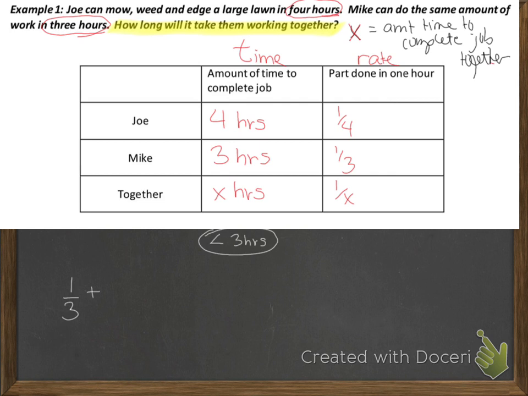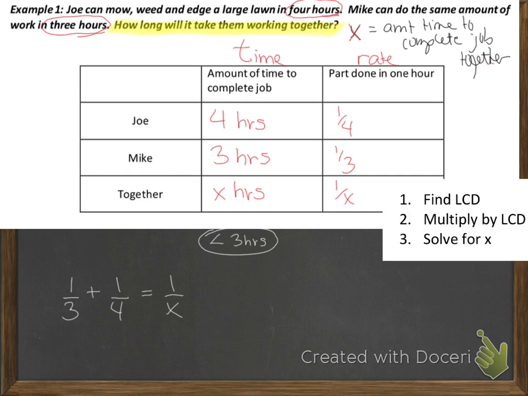In that same exact hour, Mike is getting a quarter of the job done. If we add these together, we should be able to find out what fraction of the job was completed in that first hour. So that's equal to 1/x. So this is our rational equation that we can then use to solve the problem.